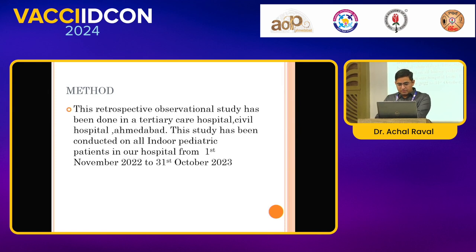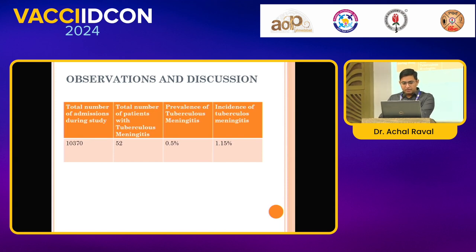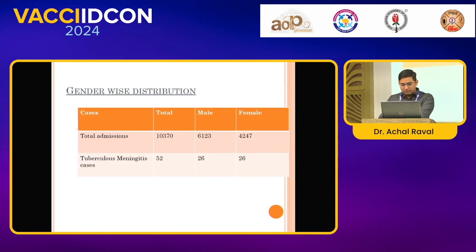The study period was 1 year. The study is a retrospective observational study. All patients from age 1 to 12 years are included in this study. A total of 52 patients were diagnosed with tuberculosis meningitis, with a prevalence of 0.5 and incidence of 1.1. There were equal numbers of male and female patients in this study, 26 out of 52.